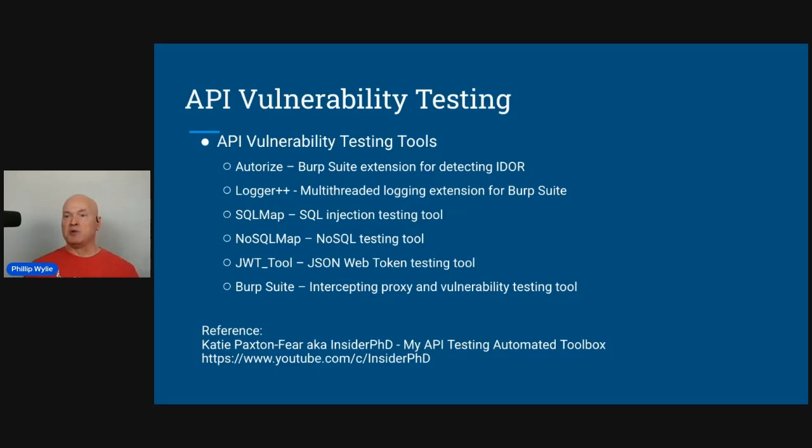NoSQLMap for NoSQL testing, and then a JSON Web Token testing tool. And then Burp Suite, an interception proxy and vulnerability testing tool. And OWASP ZAP is another tool you can use for your vulnerability scanning, which is included for free. You have to have the professional version of Burp Suite to be able to do the vulnerability testing. This is from Katie Paxton-Fear's video on API automated testing.